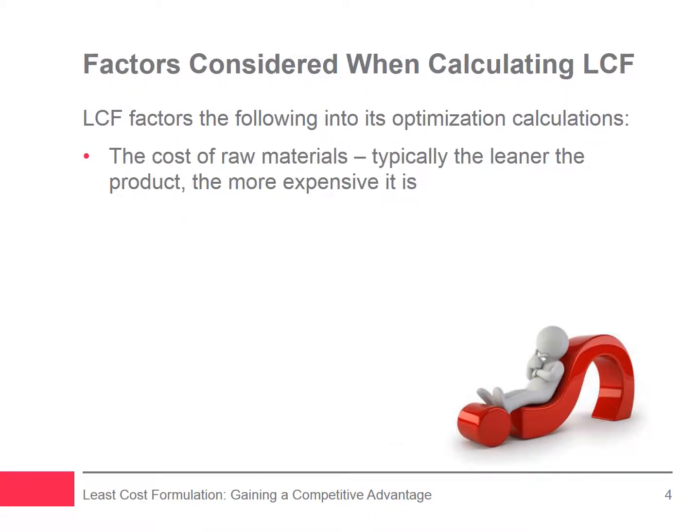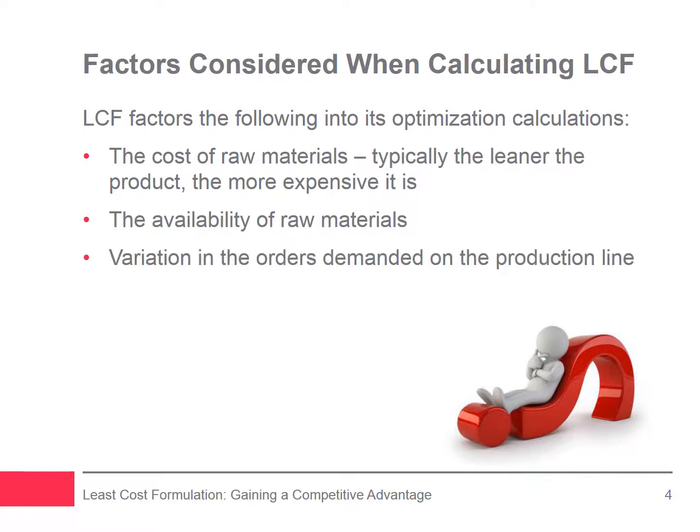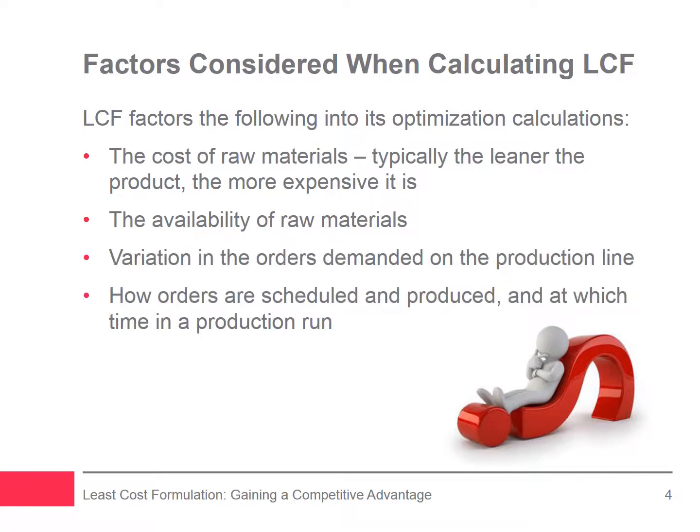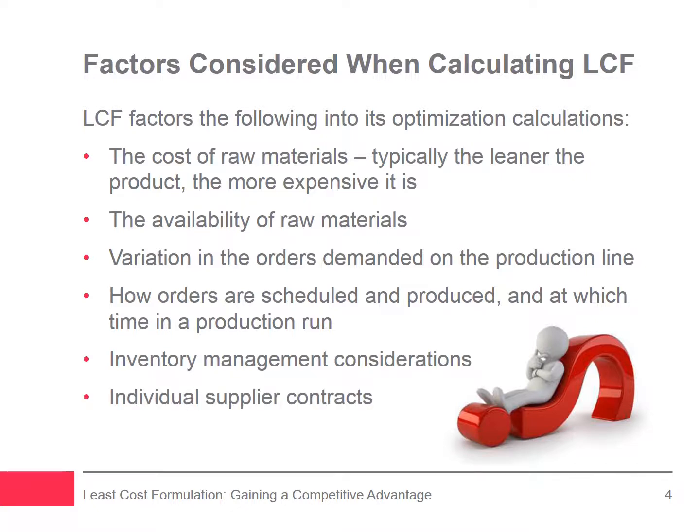LCF looks to capture variability in the price of raw materials, the availability of those raw materials, and demand. It also factors in how orders are scheduled and produced, and at which time in a production run, as well as inventory management considerations and individual supplier contracts. LCF exploits the variability in all these factors to select the combination that yields the lowest cost, and always at the same quality.